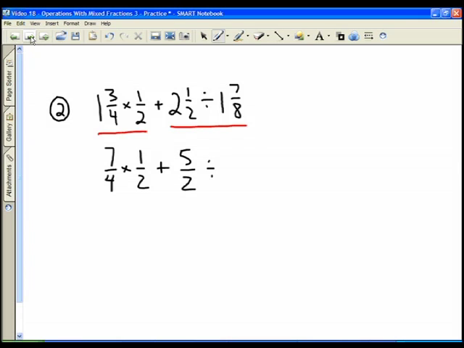And then we're going to divide that by 1 7/8. 1 7/8 converted to an improper fraction is 8 times 1, which is 8 plus 7. So we'll get 15/8. And so now they're improper fractions.